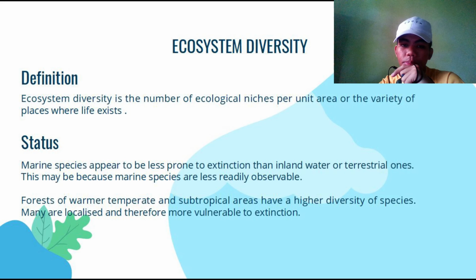Another example of ecosystem is the forest, where the forests of warmer, temperate and subtropical areas have higher diversity of species. Many are localized or endemic and therefore more vulnerable to extinction. It is unclear, however, whether this is merely a reflection of the fact that tropical forests contain far more species in these groups than any other habitat, or whether a higher proportion of these species is threatened than of temperate and boreal forest species.